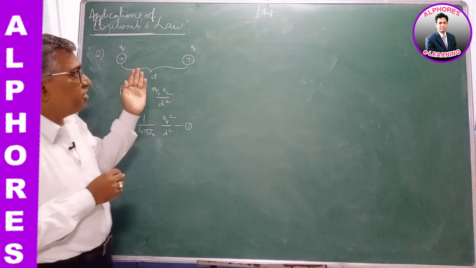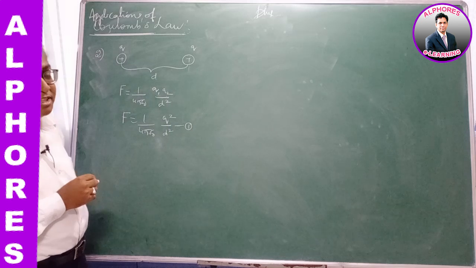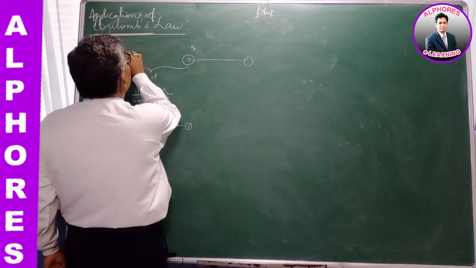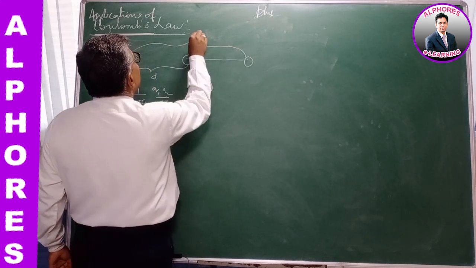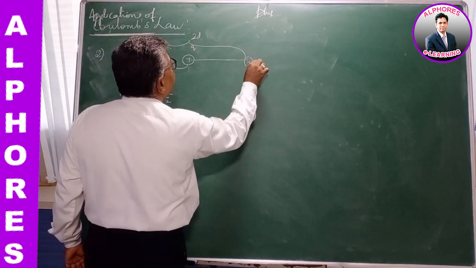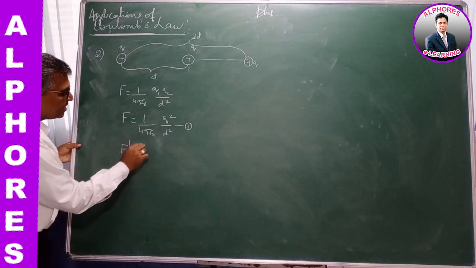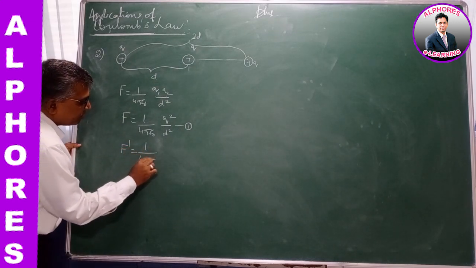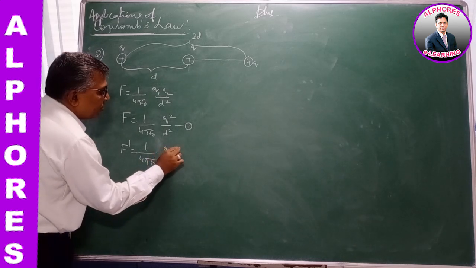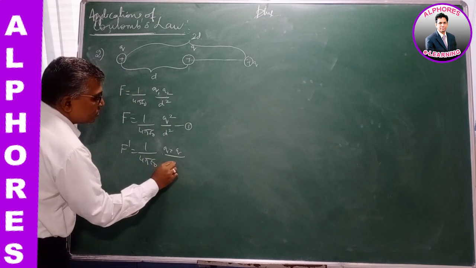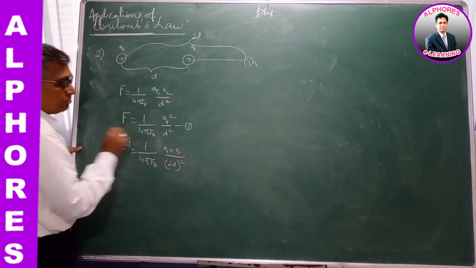So suppose the distance between the charges is doubled, then what would be the new force? When the distance is doubled, the new distance is 2d. The new force F dash is equal to 1 by 4 pi epsilon naught q into q by, the new separation between them, 2d whole square.